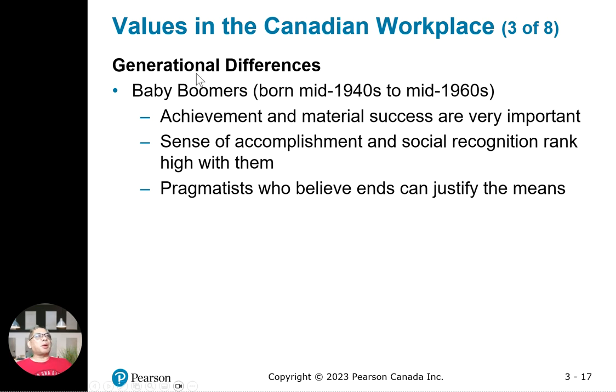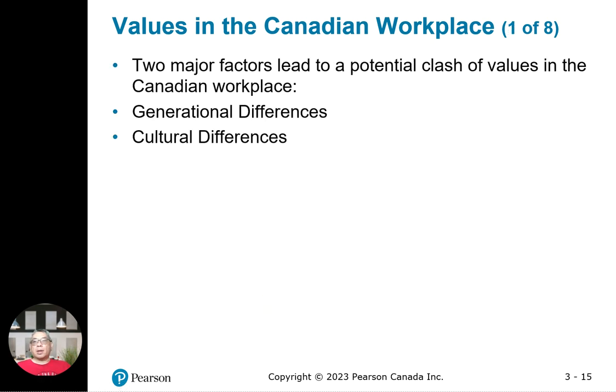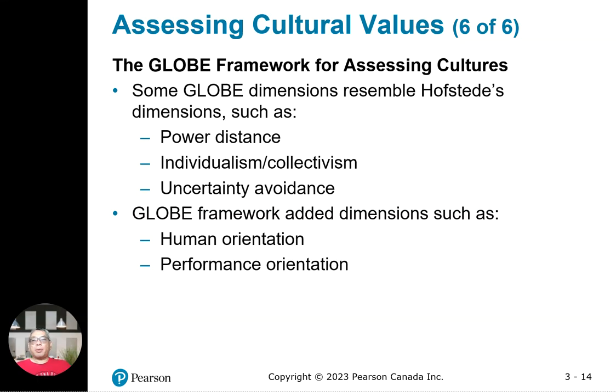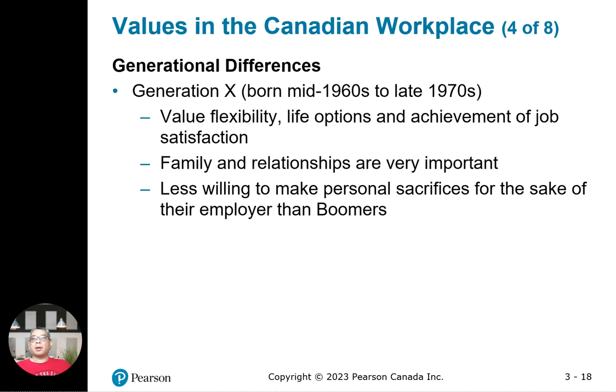Generational differences. Baby boomers were born mid-1940s to 60s. Achievement and material success are very important. Sense of accomplishment and social recognition rank high with them. Pragmatism: they believe ends can justify the means. This is for baby boomers. And then Gen X, born in the 60s and 70s, value flexibility, life options, achievement, job satisfaction. Family and relationships are very important, and they are less willing to make personal sacrifices for the sake of their employers than the boomers.